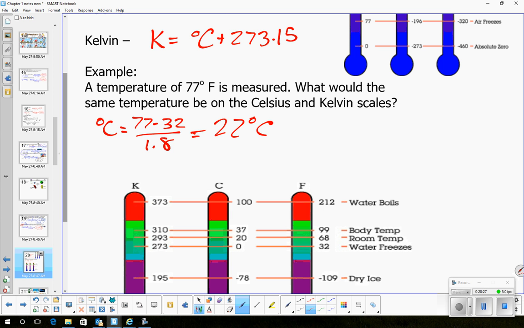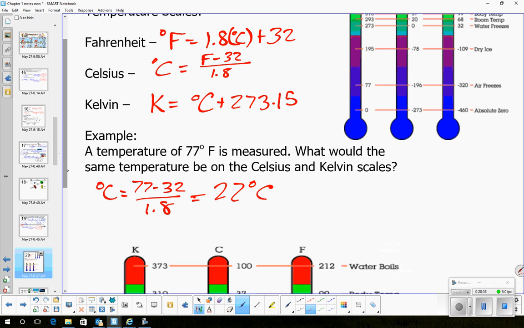Okay, did everybody follow that? So all I did is take 77 minus 32 divided by 1.8. So I plugged it into this equation. 25, okay, we got the wrong number. That's why everybody's shaking their head. I'm just going by what you guys are telling me. So if it's wrong, please let me know. Okay, so then all I have to do is add to that 273.15 to get Kelvin, which would be 298 Kelvin, right?